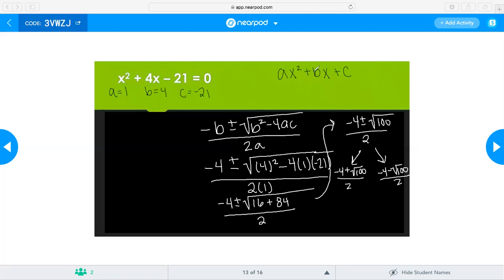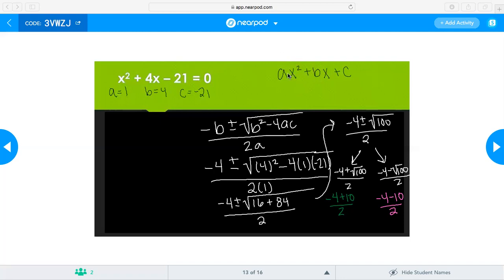I'm going to go ahead and use 2 different colors as well. Okay, what is the square root of 100? 10. So I'm gonna have one where it's -4 plus 10 divided by 2. And then I'm gonna have one where it's -4 minus 10 divided by 2.